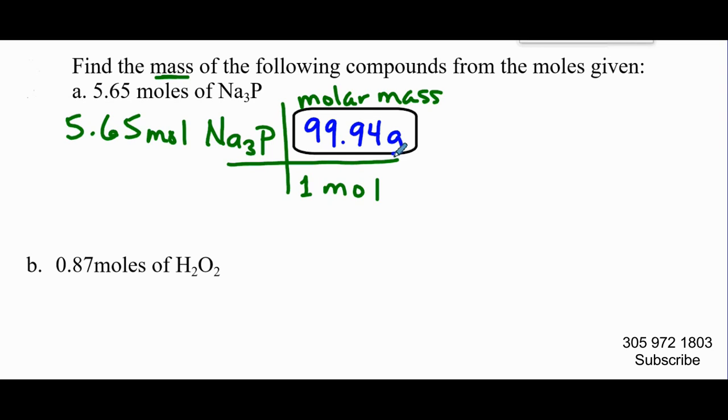When I multiply 99.94 times 65.65 divided by 1, I end up with a large number, which is 564.61 grams of the compound, which is Na3P. That's part 1. Let's work on part 2.